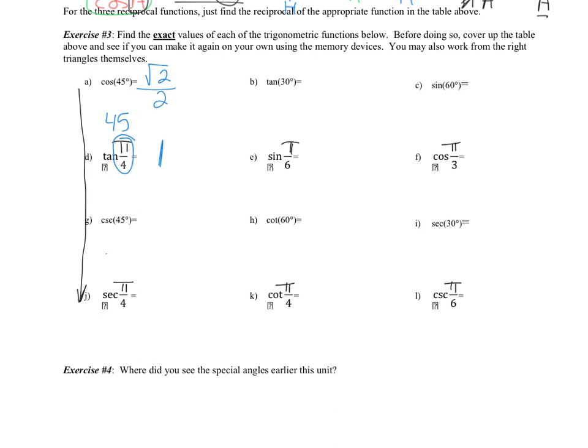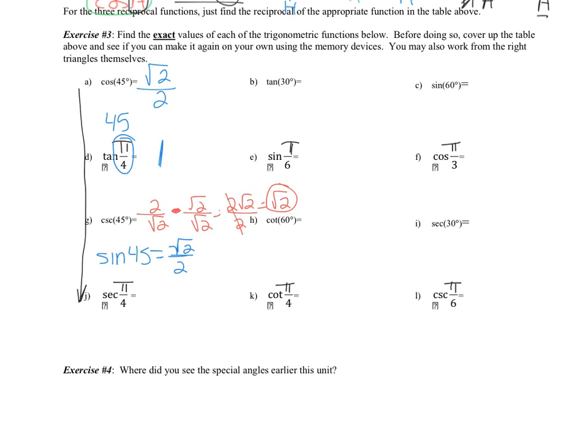Cosecant of 45, I'd probably find sine of 45 first. So I know sine of 45 is radical 2 over 2. So cosecant of 45, I'm going to have to flip that over, so I get 2 over radical 2. Multiply by radical 2 over radical 2, giving me 2 radical 2 over 2, which cancels, and I just have radical 2.